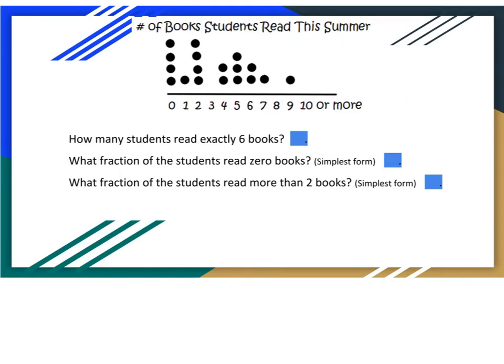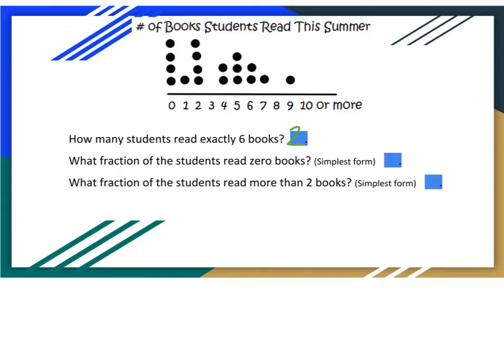Okay, let's answer some more questions about these. So how many students read exactly 6 books? When I look over at 6, remember each dot represents a person. So there's 1, 2 dots on the number 6. So 2 people read exactly 6 books.